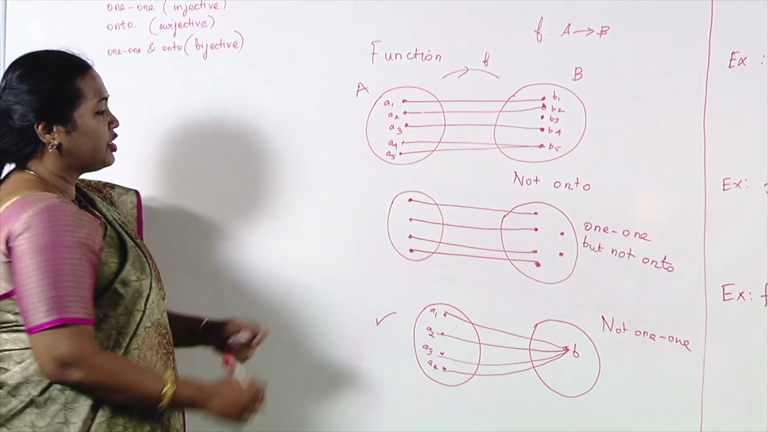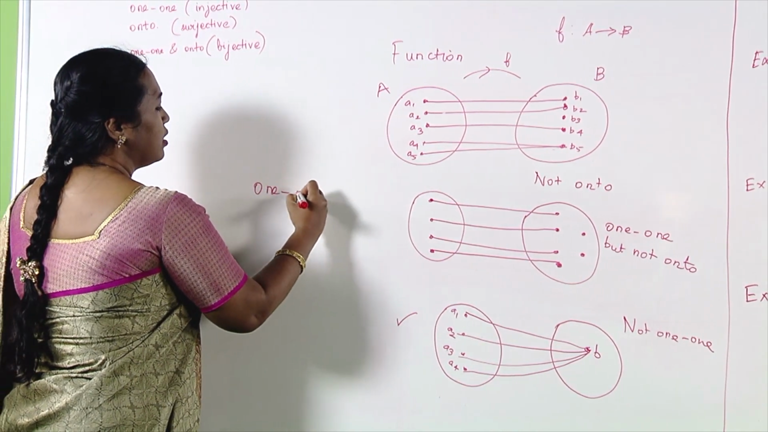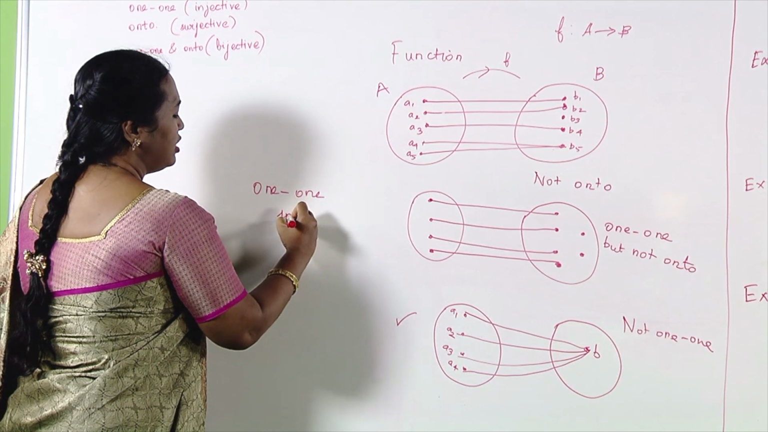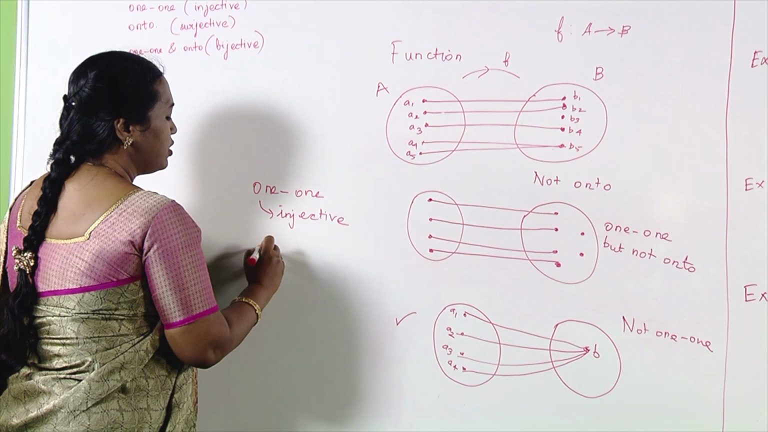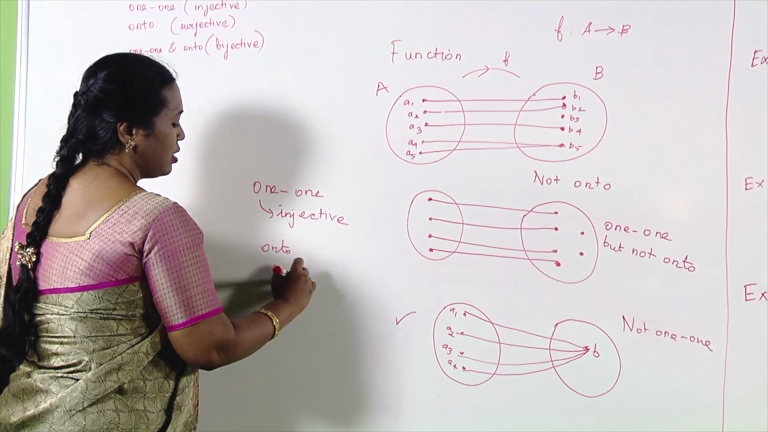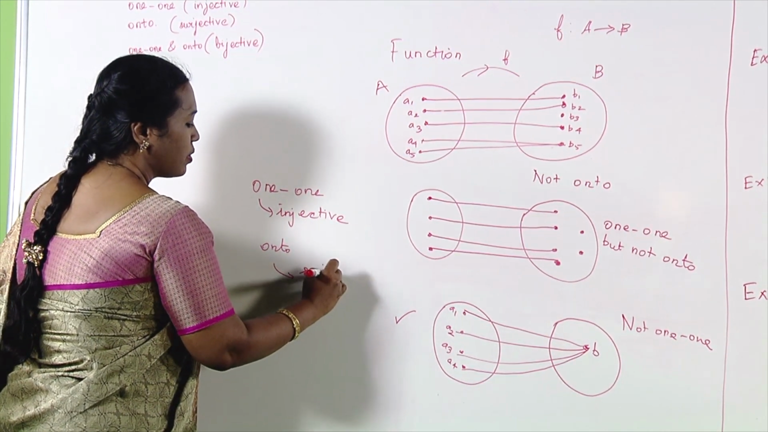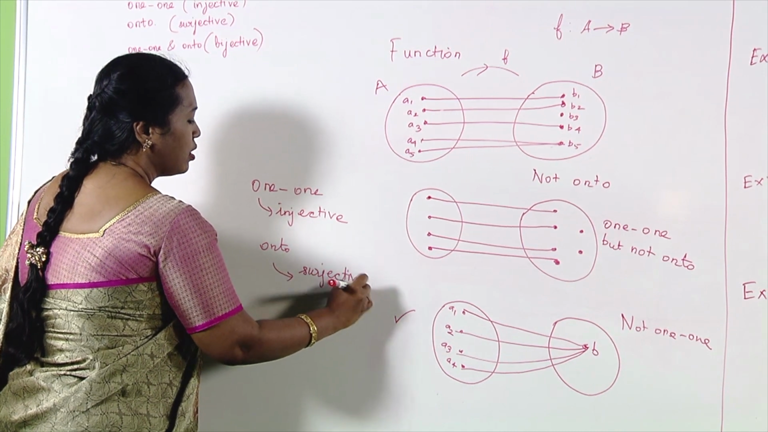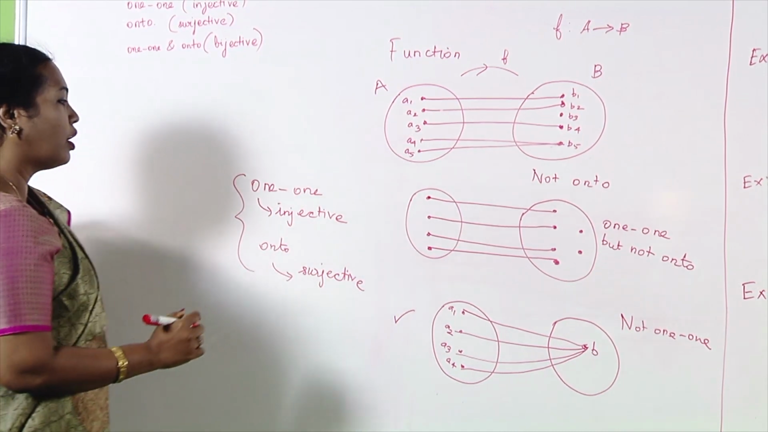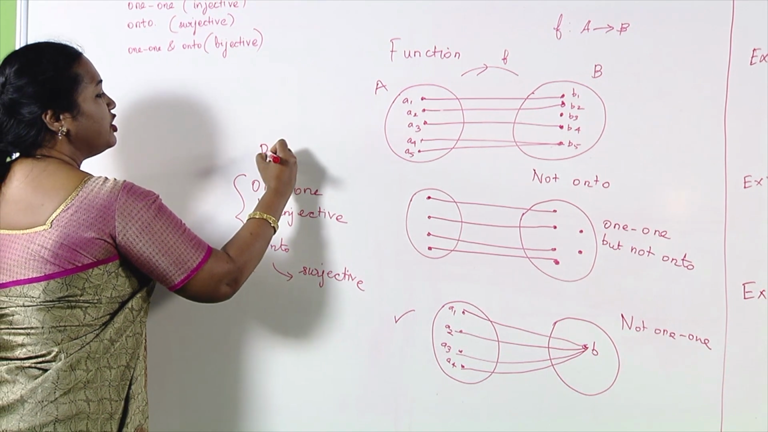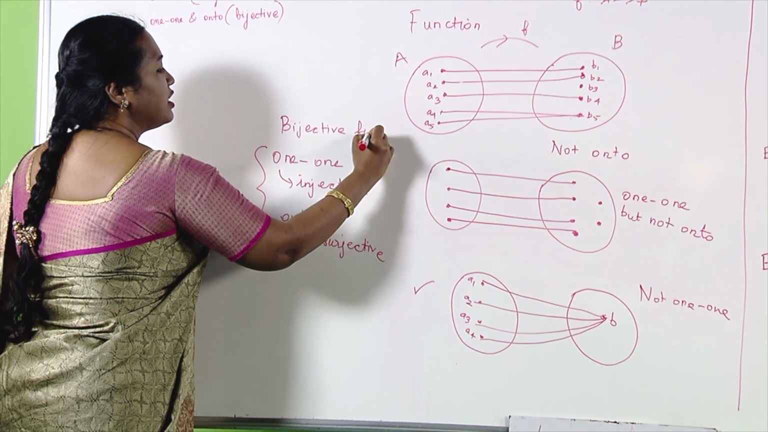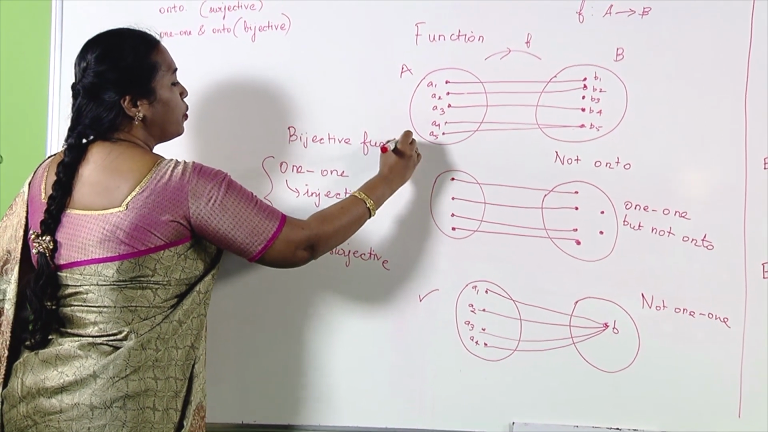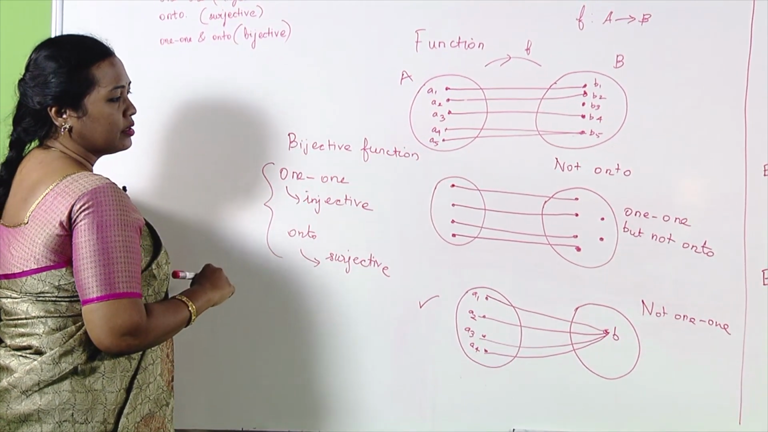So, a 1-1 function is also called injective, and an onto function is also called surjective. Together, these two are called bijective. So, a bijective function will have both 1-1 and onto properties, right.